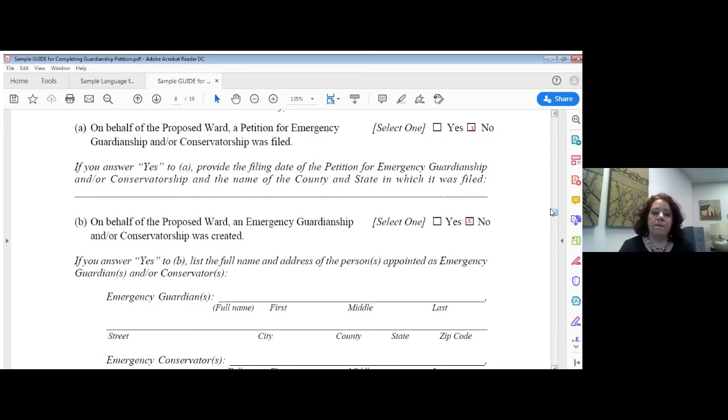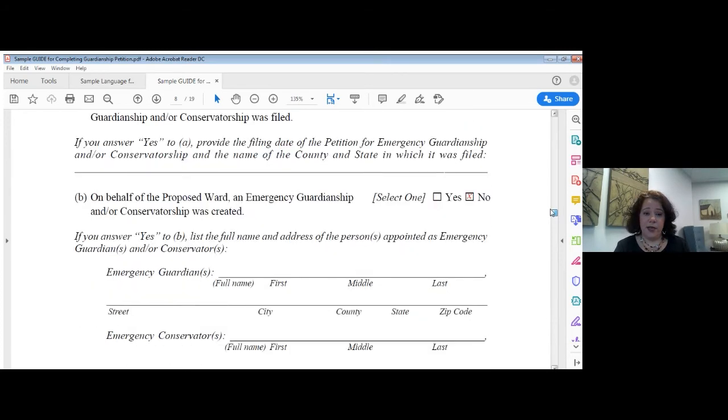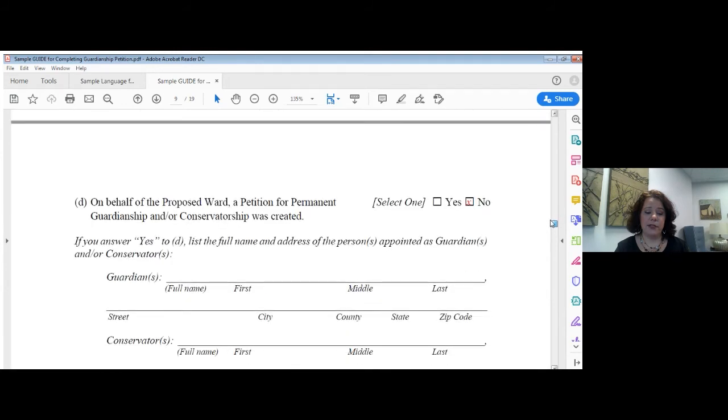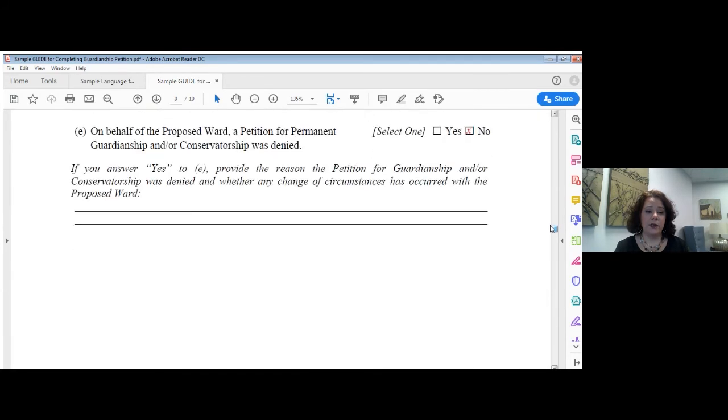But just in case there ever has been an emergency guardianship or conservatorship, the court wants to make sure that it's aware of those proceedings because it might have been in another county. So that's why the court is asking these questions. Again, in your case, I think the answer on both of these is going to be no. But if it has, you would disclose all the information about the emergency guardianship and conservatorship.